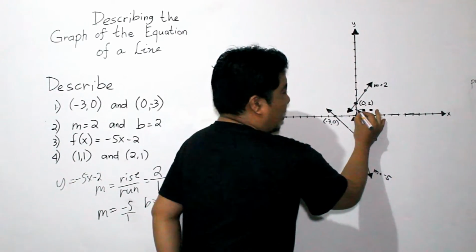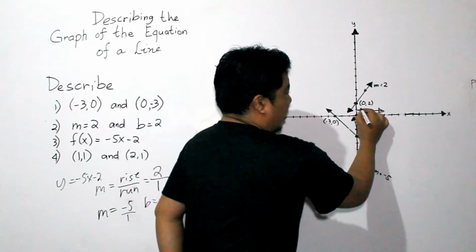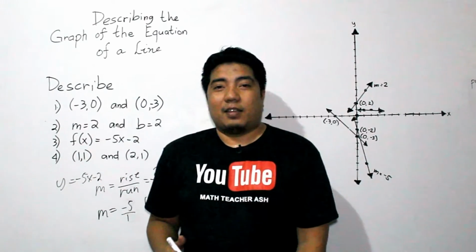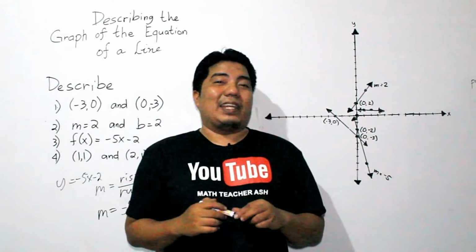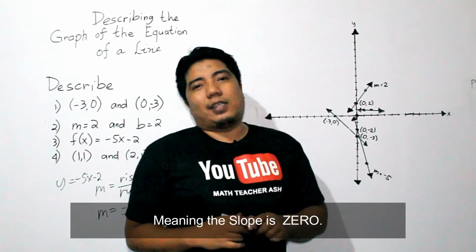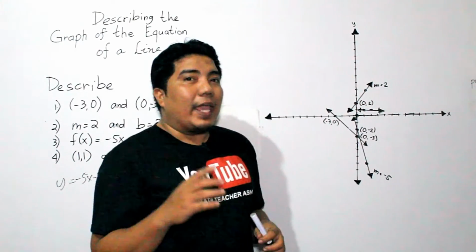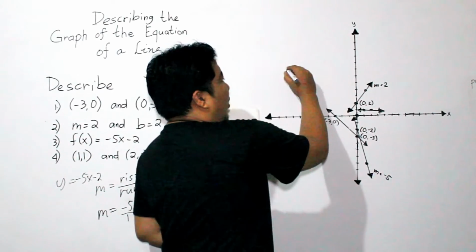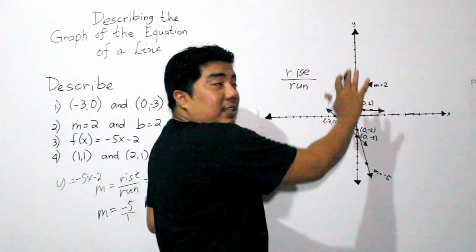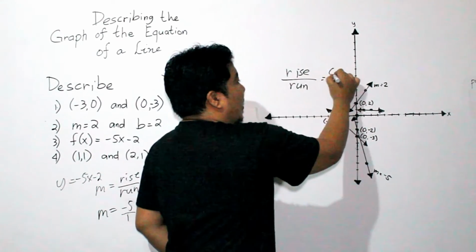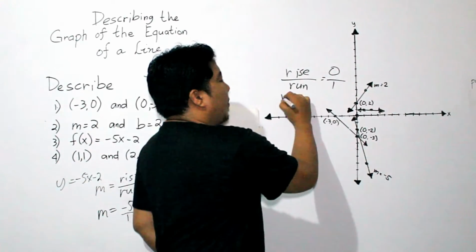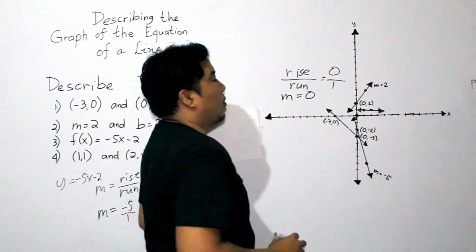So, as you can see, that is a horizontal line. And this is basically parallel to your x-axis. Now, what does this mean? It means that for its rise over run, the rise did not happen. Okay? So, that means that is 0. And then your run, that is 1. So, basically, your m here is equal to 0.